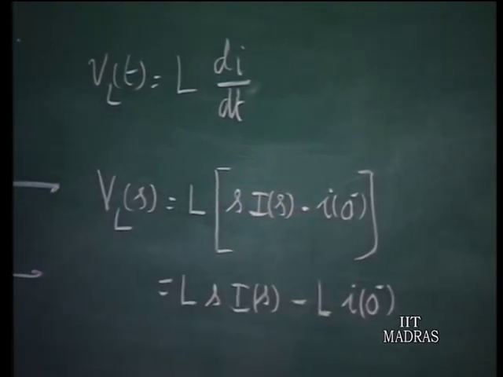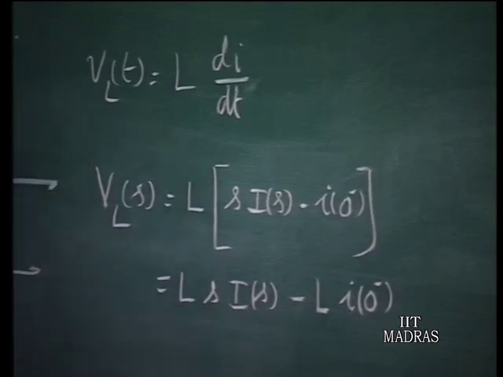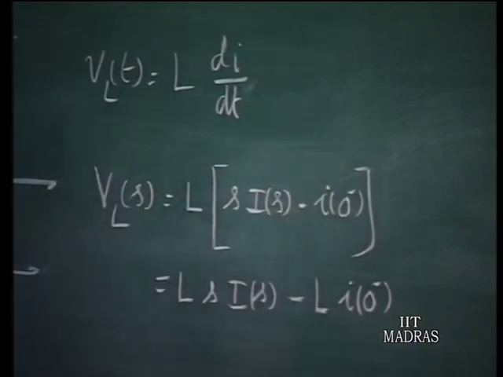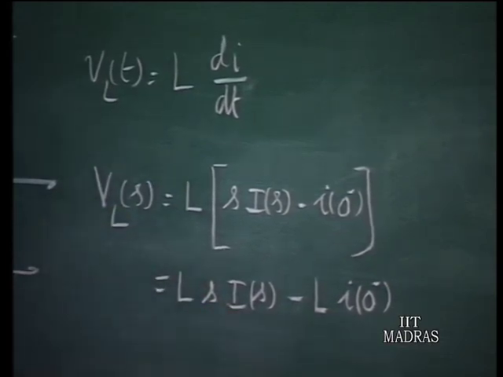On the other hand, if you are interested in the behavior of v_L of t from 0 plus onwards only, and you would like to consider all values of v_L from before 0 minus to be 0, then we have to take this I as 0 plus. But we are going to illustrate this taking 0 minus values because that is a more general situation, and optionally of course, as I said, you can take 0 plus as well. So, this equation tells us that if you know the Laplace transform of current I of s, you can calculate V_L of s in this manner. But to do this, you must know the initial value of the current.